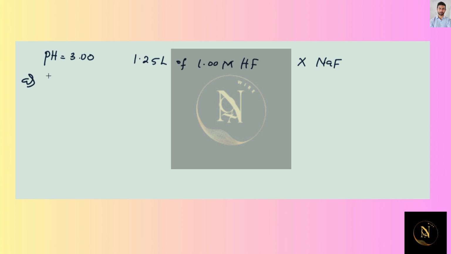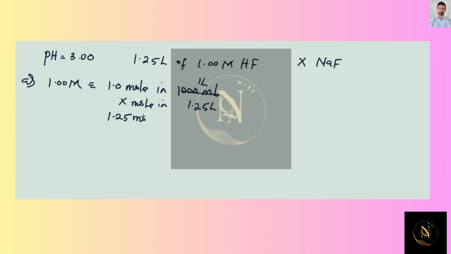1.00 molar means we have 1.0 mole in 1,000 mL, or 1 liter. So therefore we have X mole in 1.25 liters. So that is 1.25 mole, right? So X is 1.25 mole. The molarity of the solution is 1.0 molar, and this is a hydrofluoric acid solution.